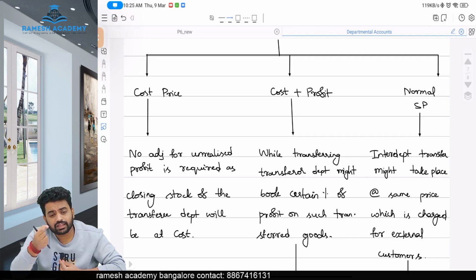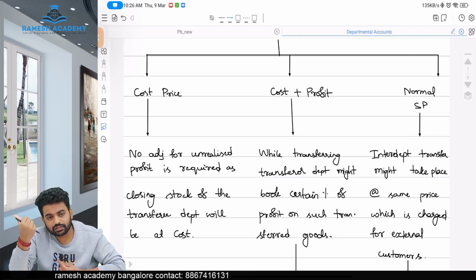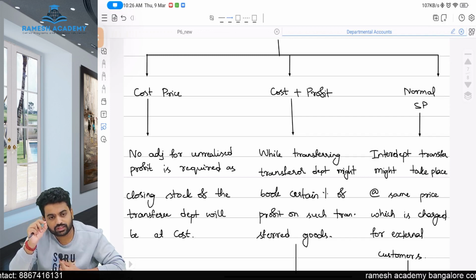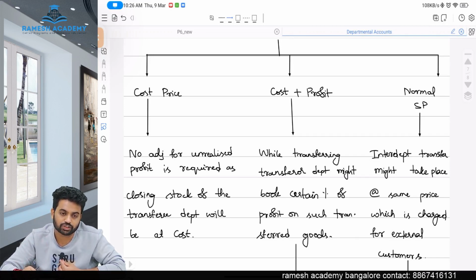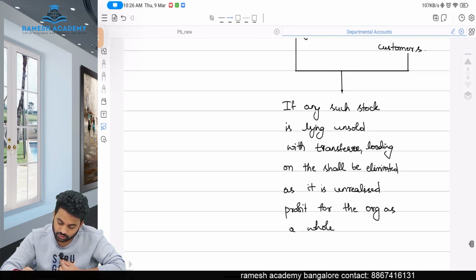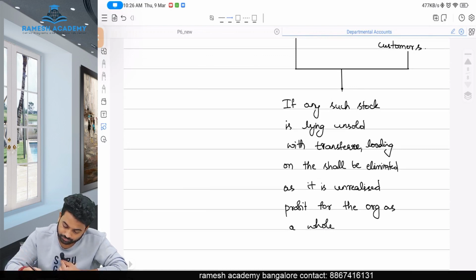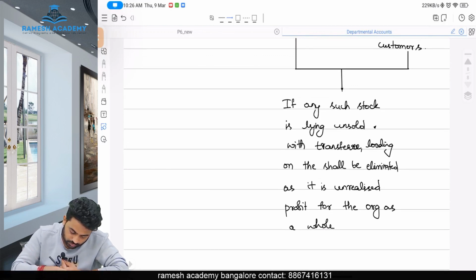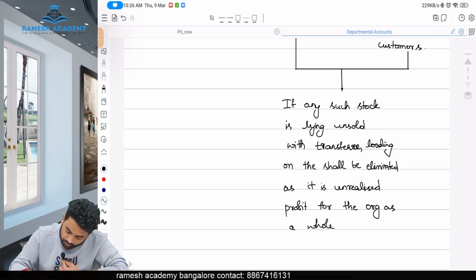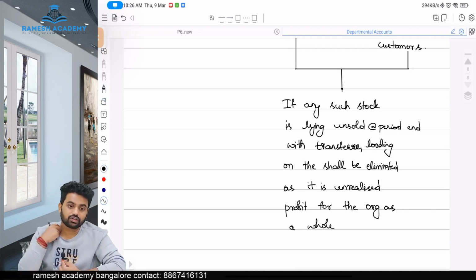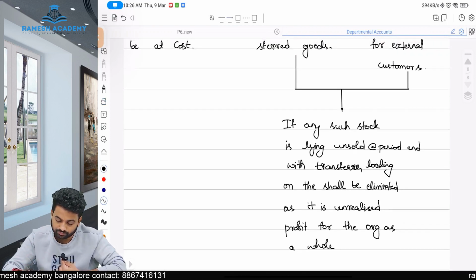what happens when unsold goods are there in the other department? Goods received from the transferor department are still unsold at the end of the year with the transferee. Then there is no profit earned on them, but we have already booked it as profit. So for the organization as a whole, it is not realized, it is unsold at period end. So what we should do is reverse the loading and create a stock reserve.